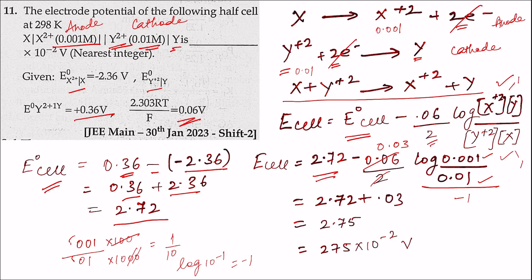So this becomes 2.72 minus minus 0.03, which will be equal to 2.72 plus 0.03, and this is equal to 2.75 volt, and this can also be written as 275 into 10 to the power minus 2 volt. So E cell will be equal to, in the fill in the blanks, 275 into 10 to the power minus 2 volt.